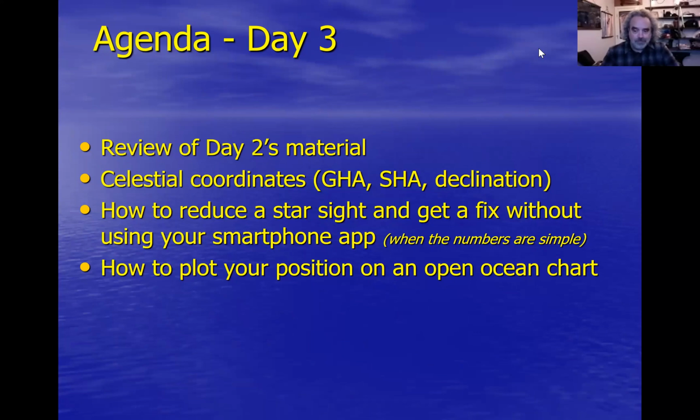We're going to do a little bit of review, and then we're going to start into new material. We're going to talk about celestial coordinates. You may have heard terms like GHA, SHA, declination. Tonight you're going to find out what those mean and how we use them. Last time we started the process of reducing a star sight without your smartphone. Today we're going to finish the process, but we are going to keep the numbers simple.